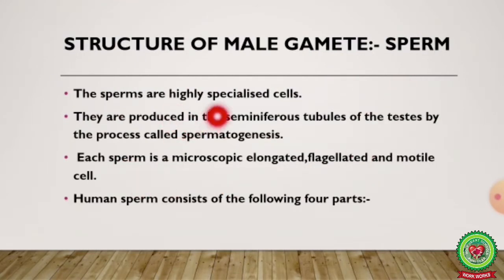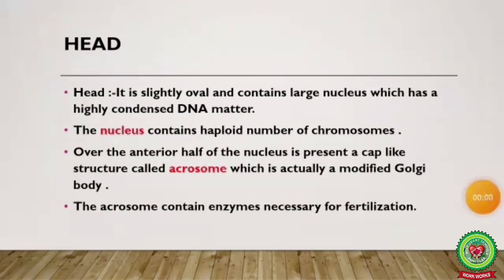Sperms are highly specialized cells. They are produced in the seminiferous tubules of the testes by the process called spermatogenesis. Each sperm is a microscopic, elongated, flagellated and motile cell. Human sperm consists of the following four parts. Head region. It is slightly oval and contains large nucleus which has a highly condensed DNA matter. The nucleus contains haploid number of chromosomes.